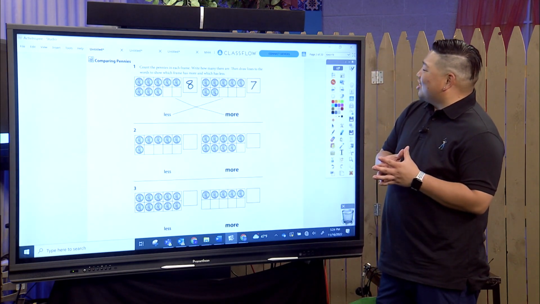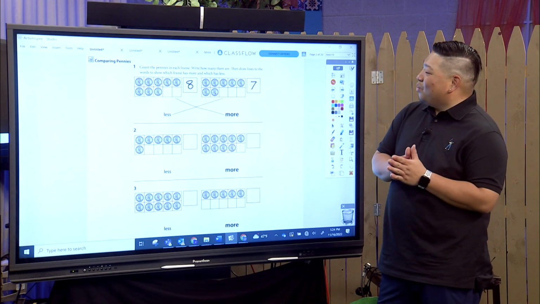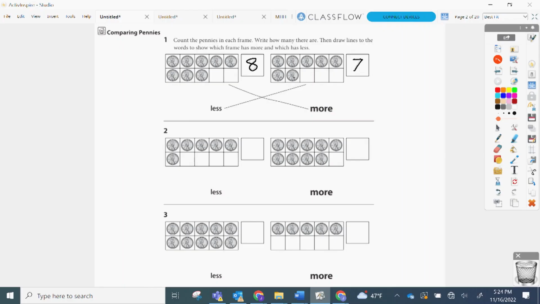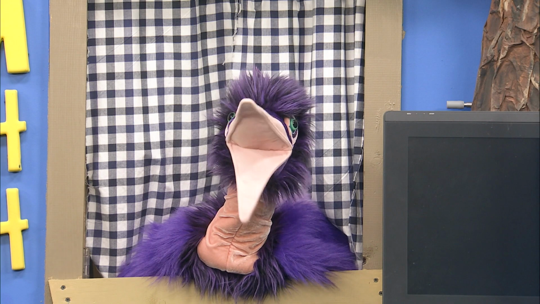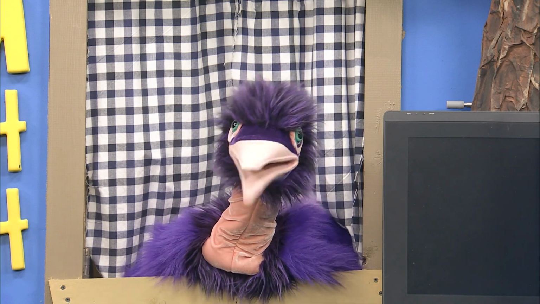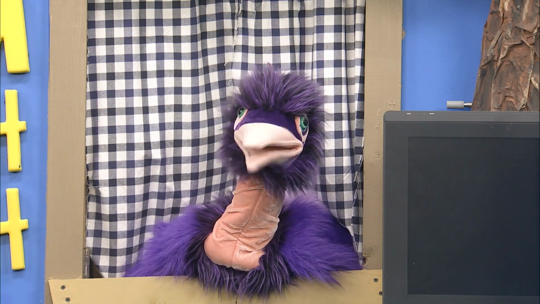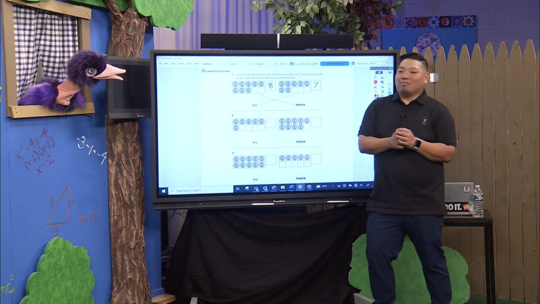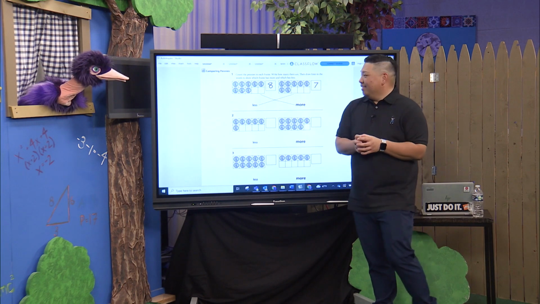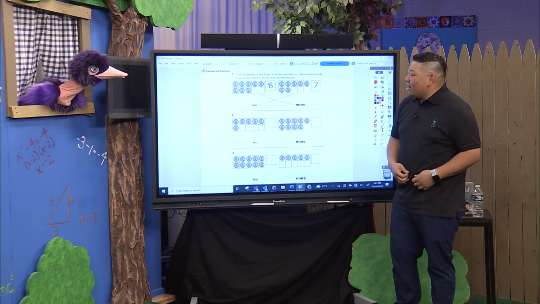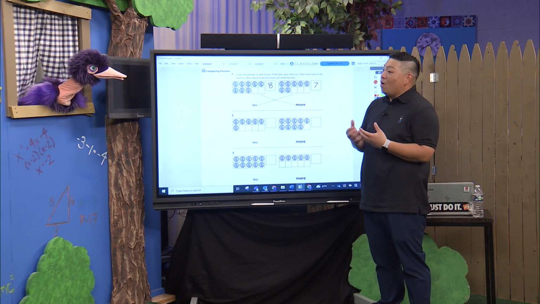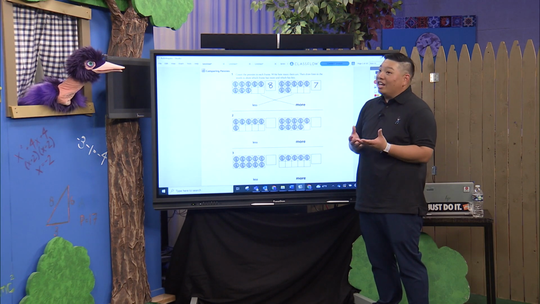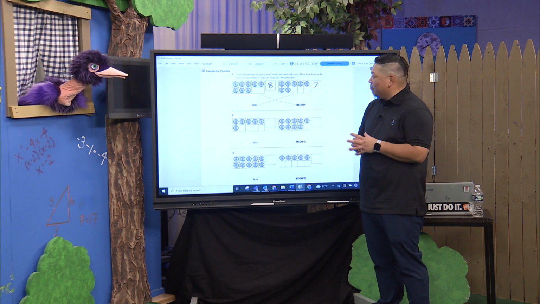It says draw lines to the words to show which frame has more and which has less. Can you review for our friends at home? What is more, what is less? More is when you have more of something, and less is when you have less of something. When I have more of something, that means the quantity is greater than the other, right? That's what I was trying to say.